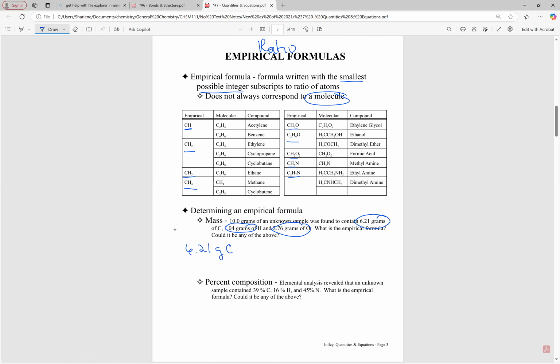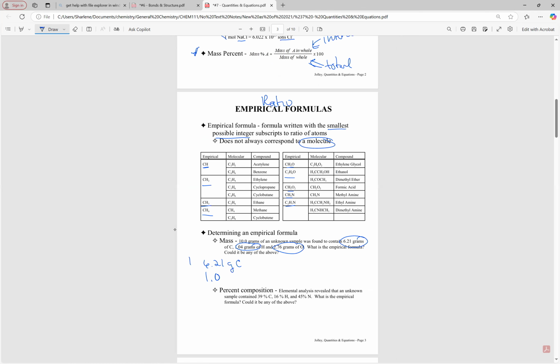I wrote right over the top of it, 1.04 grams of hydrogen and 2.76 grams of oxygen. And I'm not going to have enough room here, so I'm going to try and remember that and go over 6.21, 1.04.